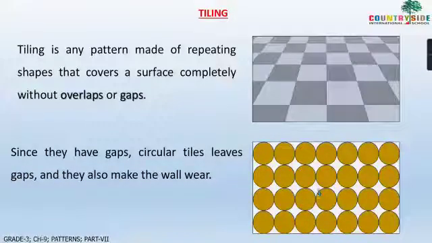Understood, children? Not used. So this square and rectangular tiling surface shape is generally used for tiling. Understood, children? So whenever you are doing tiling, we generally use square or rectangular shaped tiles to make a uniform surface. Understood, children? So this was about tiling.